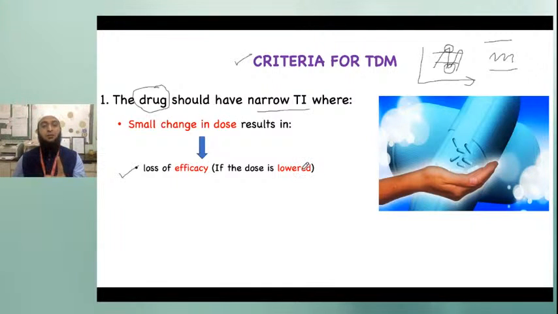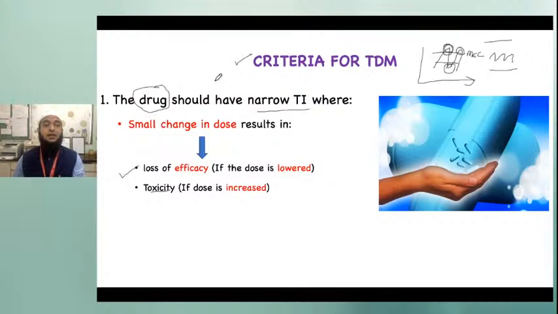So this is the problem, and to solve this you need to measure the blood concentration. Likewise, suppose there is a slight increase in a dose. Due to the slight increase in dose, you can see the drug concentration goes beyond the maximum effective concentration, that is called the MEC. And when the concentration of a drug goes beyond the MEC, that drug will start showing toxicity, or that drug will show the toxic effect, right?